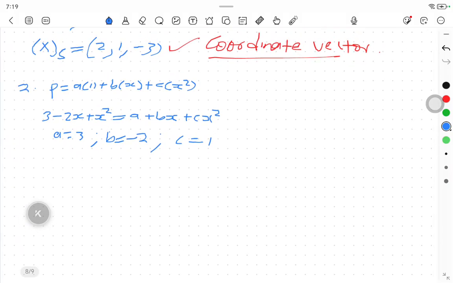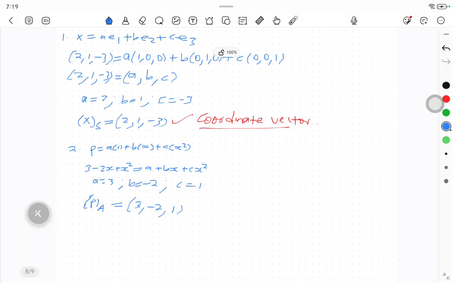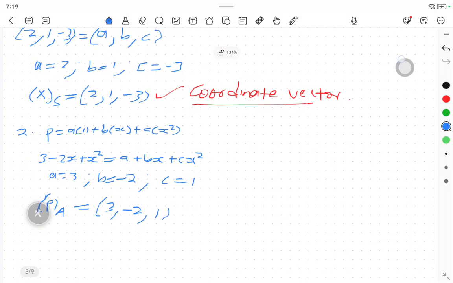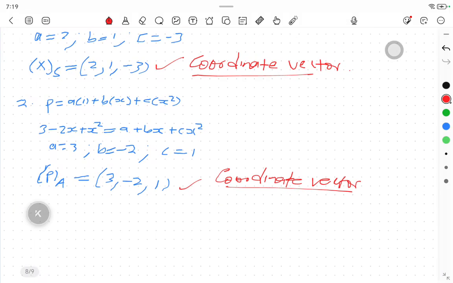So this means that p is going to be 3, minus 2, 1. This is our coordinate vector. Remember, this is a coordinate vector, not a coordinate matrix. Now let's look at number 3.